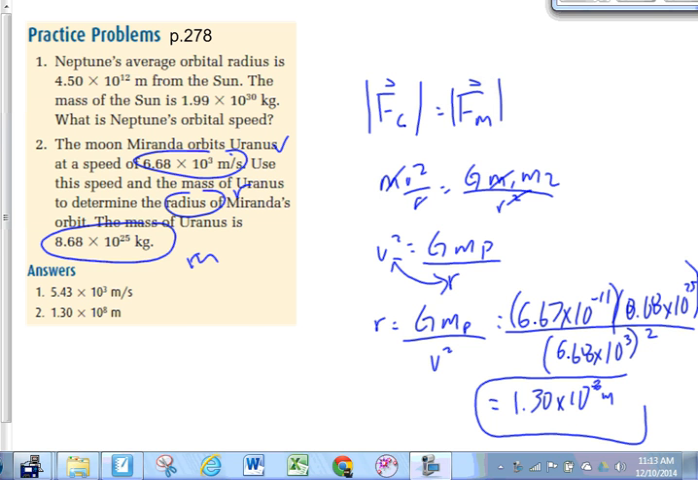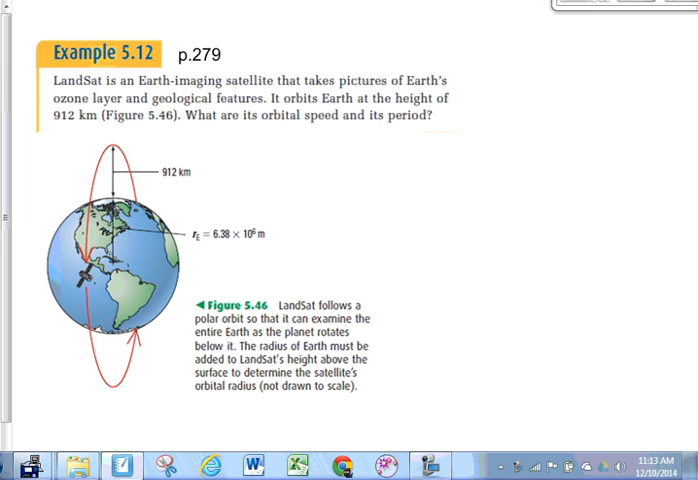All right. Let's take a look at another one. Same kind of idea, but a little bit harder, and you'll see how it's a little bit harder in just a second. All right, another example, 5.12 on page 279 here. Similar, but a little bit more to it.